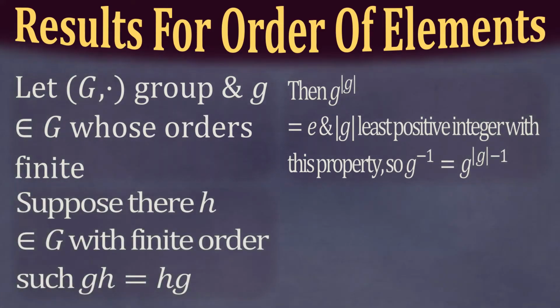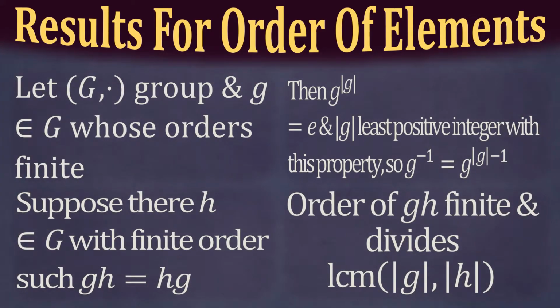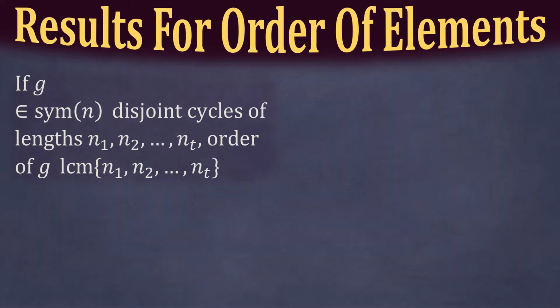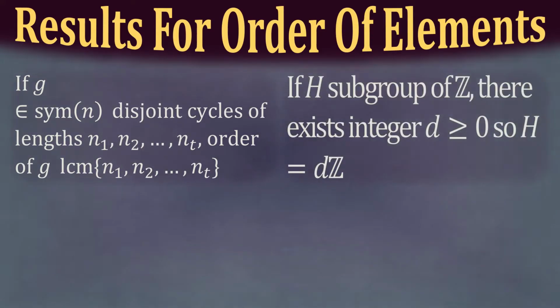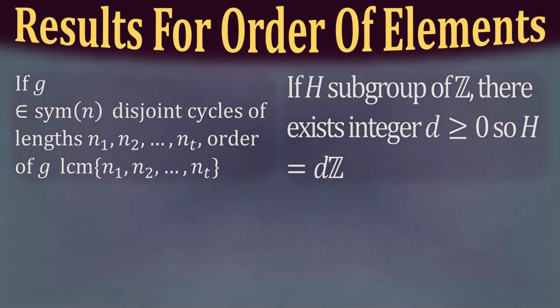Also, suppose there is h in G with finite order such that gh is equal to hg. Then the order of gh is finite and divides the lowest common multiple of the order of g and the order of h. Therefore, if g is in the symmetric group of degree n and is the product of disjoint cycles of length n1, n2 all the way up to nt, then the order of g is equal to the lowest common multiple of n1, n2 all the way up to nt. Also, we have the result that if H is a subgroup of the integers, there exists an integer d greater than or equal to 0 so that H is equal to dℤ.